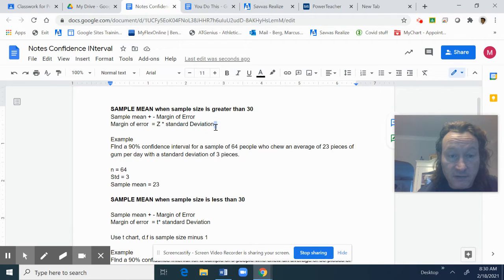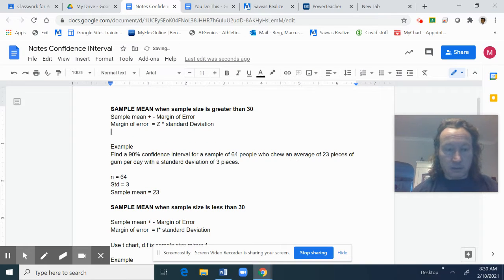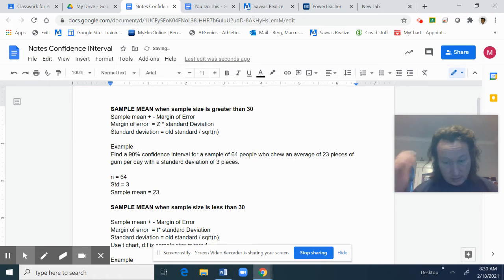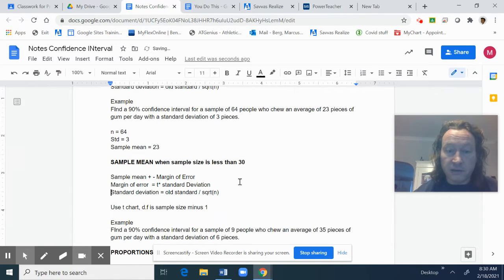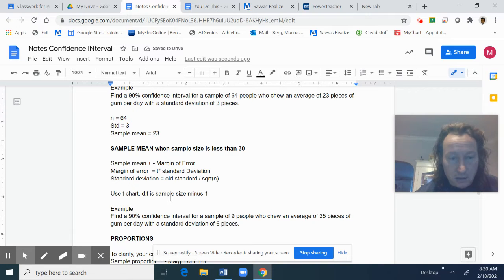And remember, the standard deviation for both of these, I should write that, the standard deviation is the old standard deviation divided by the square root of N. That's true for both of the sample mean calculations. And this one, when you have a sample size less than 30, remember you gotta look your T up, the T chart.